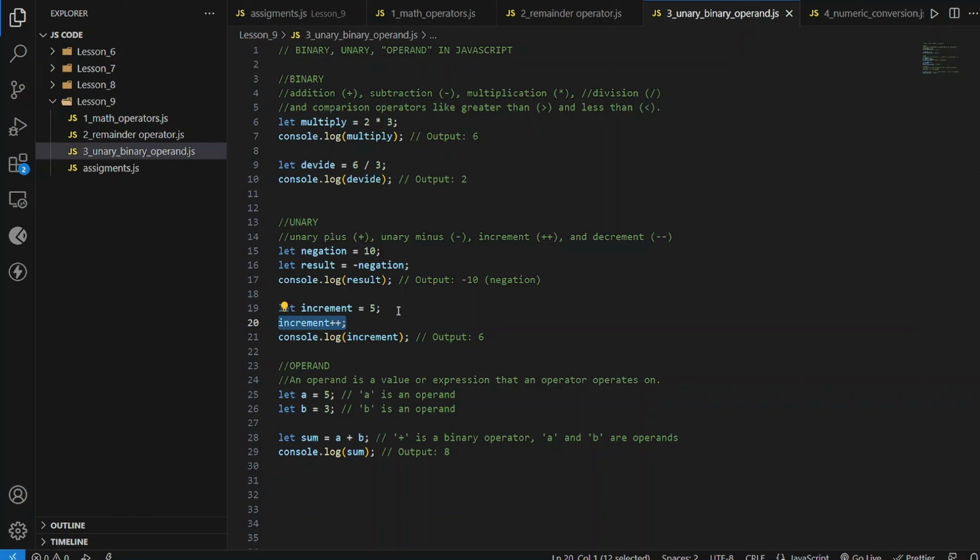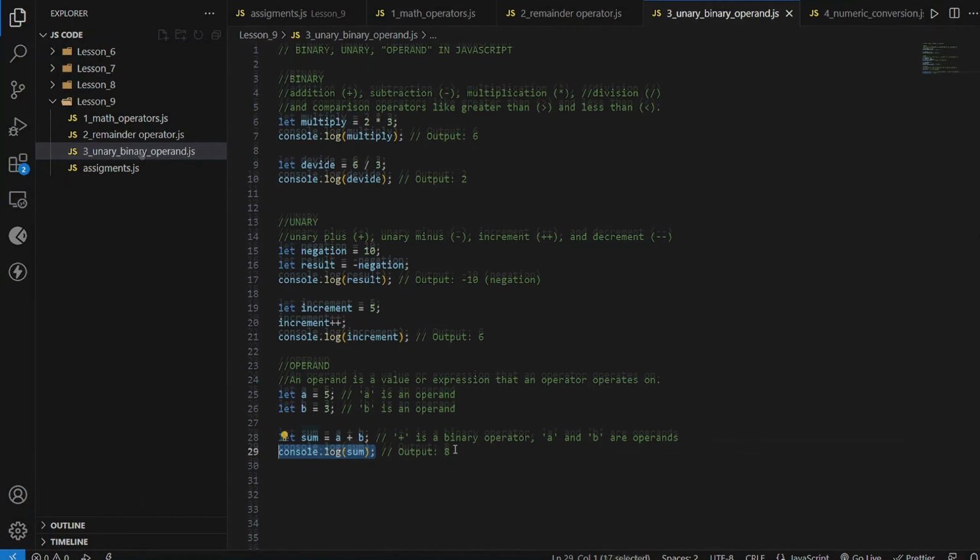Here a and b are referred to as operands, which are the values or expressions that an operator operates on. In this case, they are both numeric operands. The line let sum equal a plus b demonstrates the use of the binary operator plus. The plus operator is a binary operator because it requires two operands to perform the addition operation. It takes the values of a and b and performs the addition operation on them. The result of the addition operation is stored in the variable sum. In this case, sum will have the value of 8, which is the sum of a and b. Finally, console log sum outputs the value of sum, which will be 8 in this case.